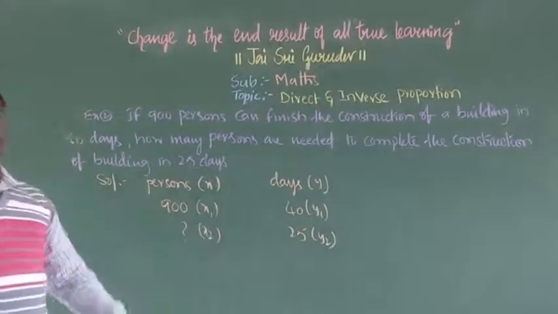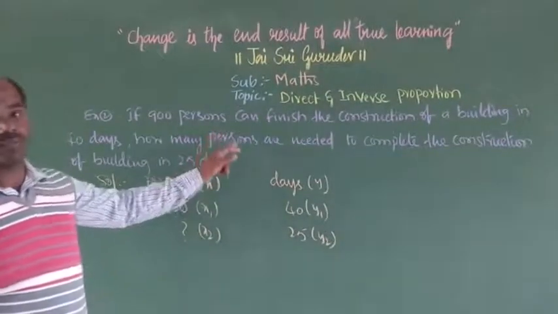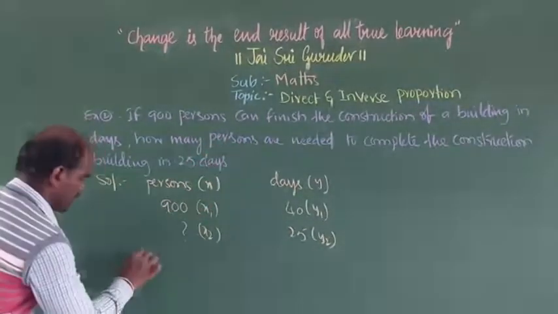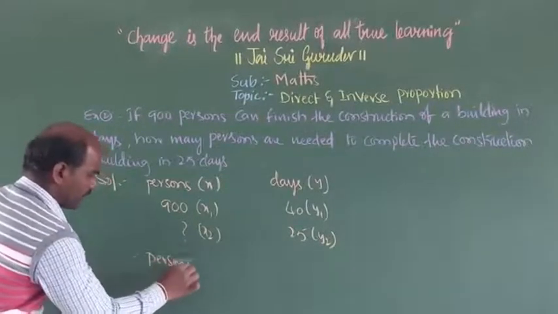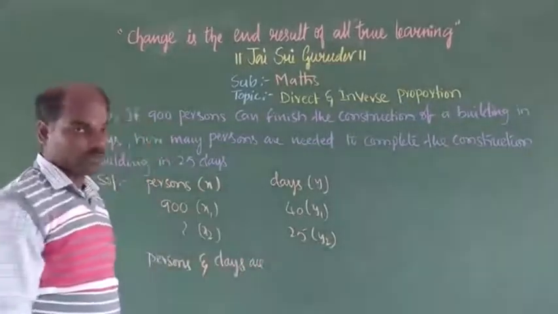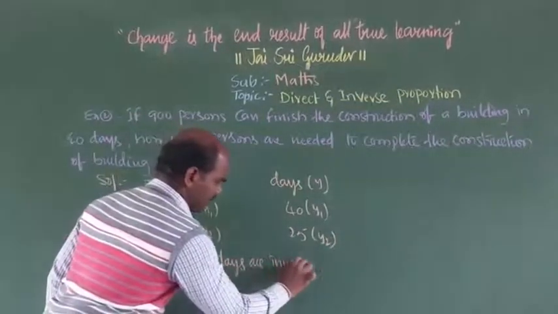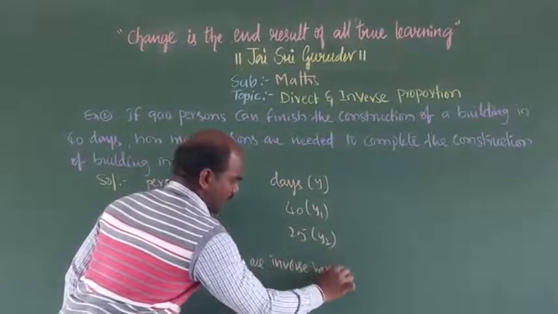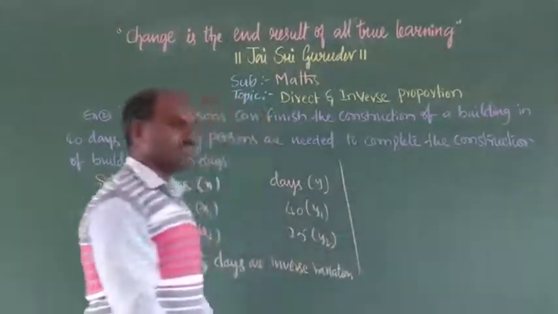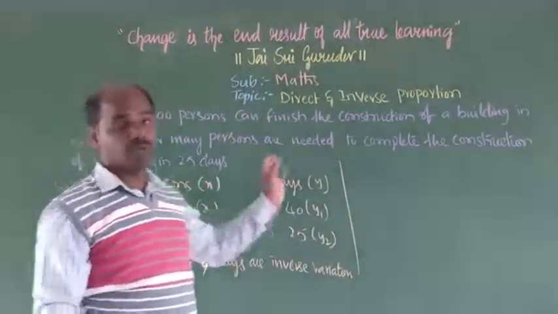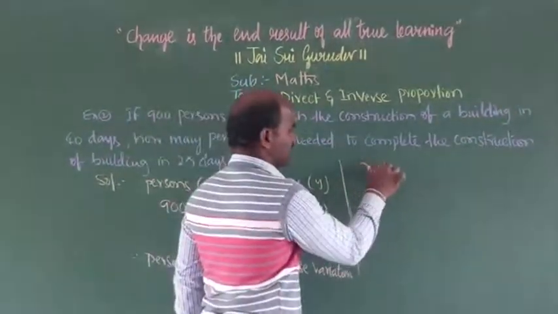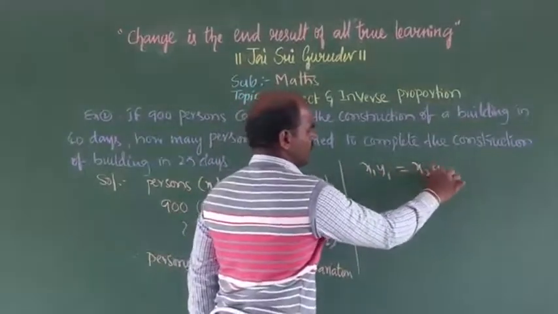So the given situation belongs to which type of proportion? It is inverse variation. Therefore persons and days are in inverse variation, or inverse proportion. Since we have inverse variation, we have to apply our formula. What is the formula? x1 y1 equals x2 y2.